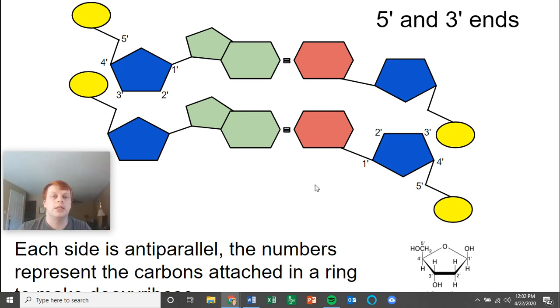Now, when we look at DNA, the interesting thing to note is that the sides are anti-parallel. That means they run opposite directions to one another. The numbers that we're looking at here represent the carbon attached in a ring. So this is the 5 end, this is the 3 end, and you can see that they run opposite one another. This side runs this way from 3 to 5. This one runs 5 to 3. So they're running in opposite directions like that.